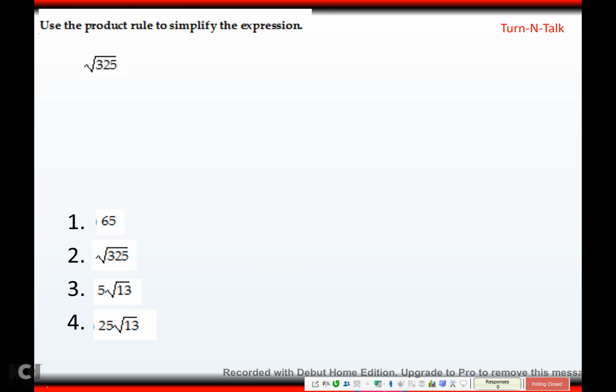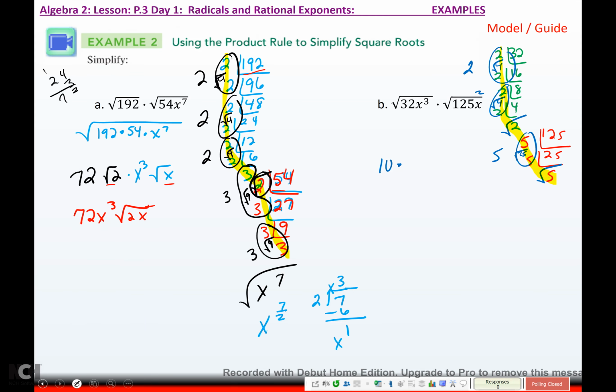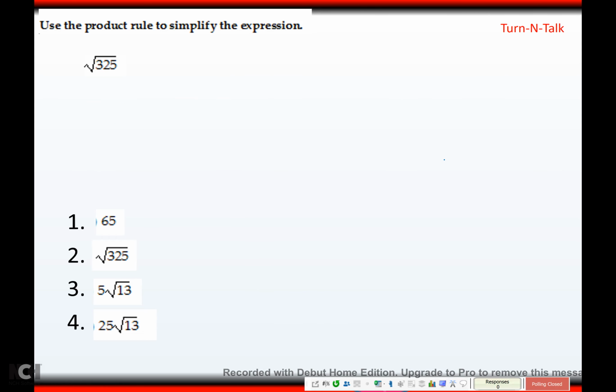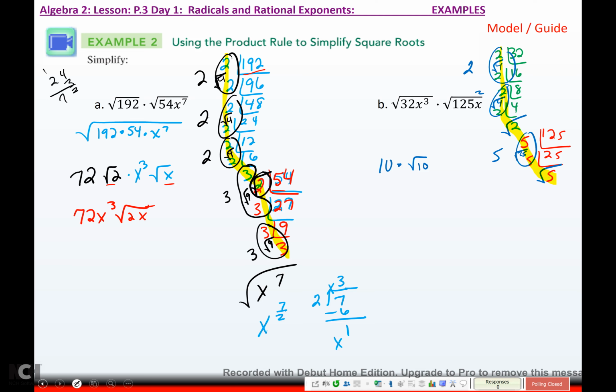Dang it. I don't know why this thing keeps jumping. So I have 10 on the outside and I have 10 on the inside. Ugh. Stop it.